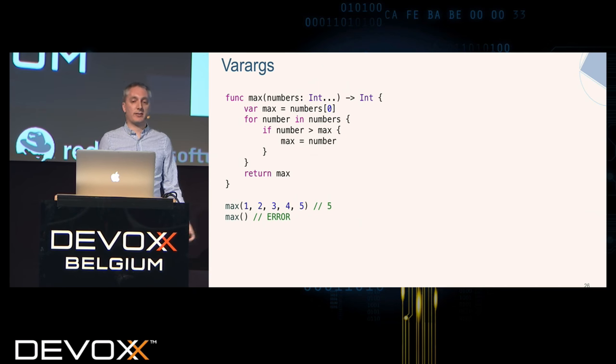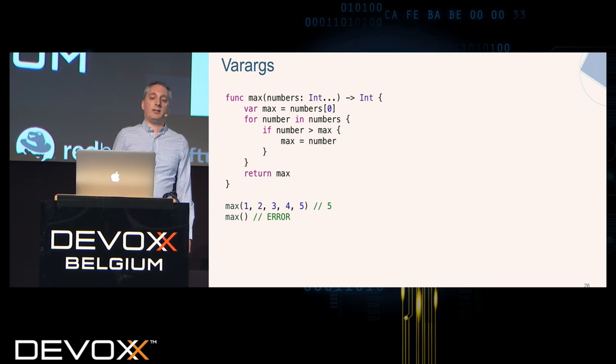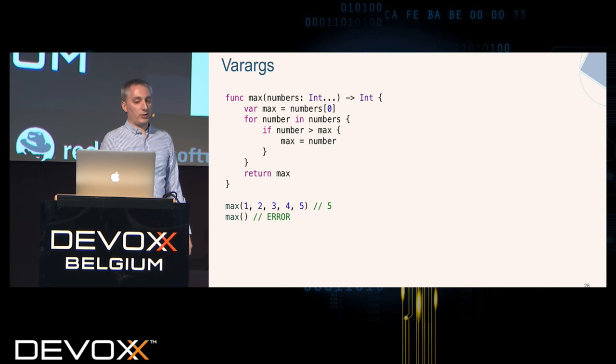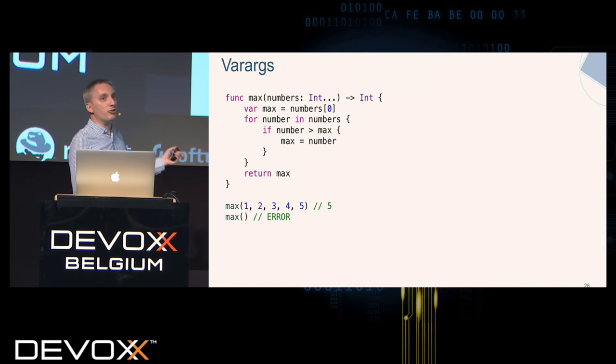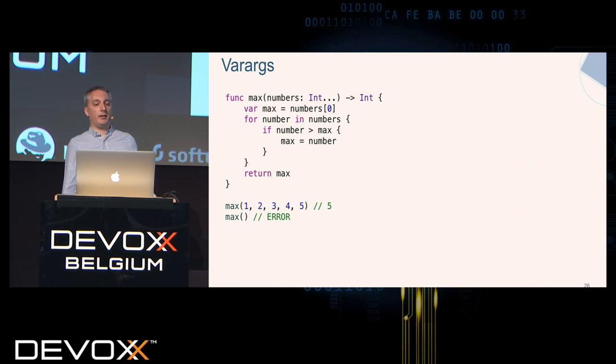It has varargs, which let you pass more than one instance of a particular type to a function. So here it's the well-known three-dot syntax to say this is one or more integers that can be passed to it. In this example, I'm just calculating the maximum of the integers that were passed in. And the way you would call that function is 1, 2, 3, 4, 5, like that. In that case, you don't have to pass the name of the parameter, because it would be silly if you had to do numbers 1, numbers 2, numbers 3. You'd go crazy. And if you don't pass anything at all, that's an error.